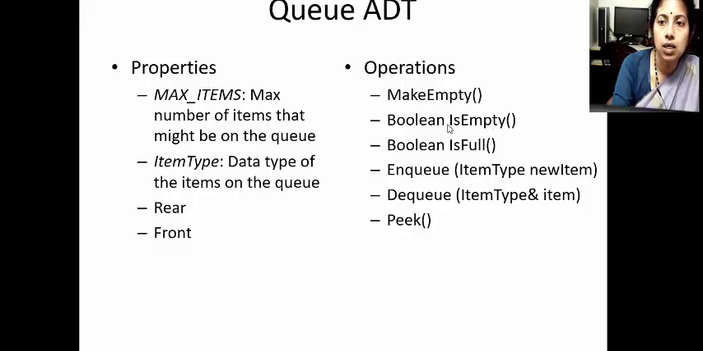When you want to delete an item, you also have to check is empty. There should be some element in the queue, otherwise you cannot perform the deletion operation. So you check this function whether the queue is empty or not. If it is not empty, then you can carry out the deletion operation. If the queue is full, then you cannot insert any new item into the queue. For that purpose, this function is used.